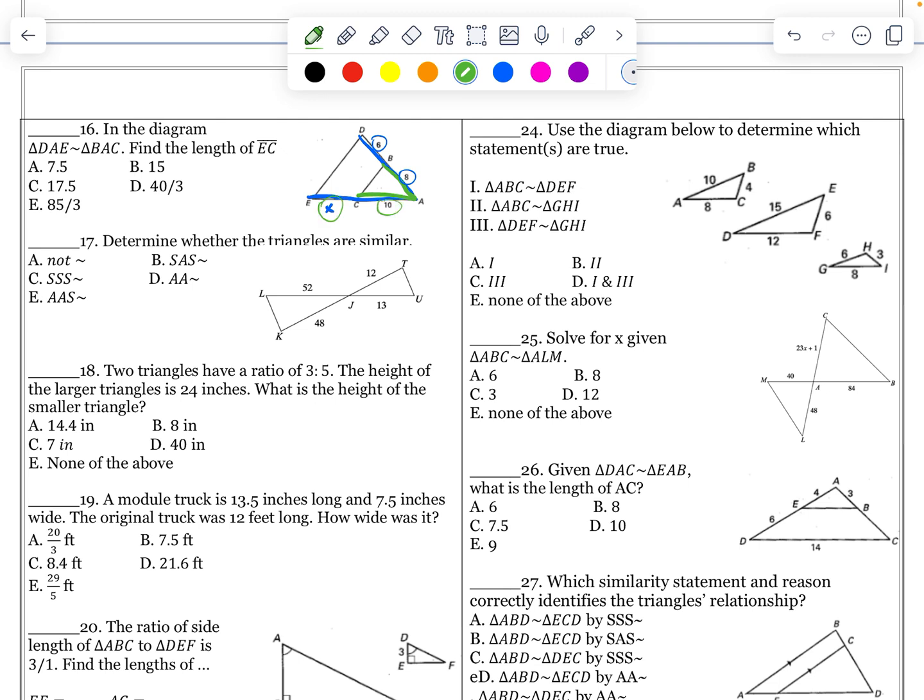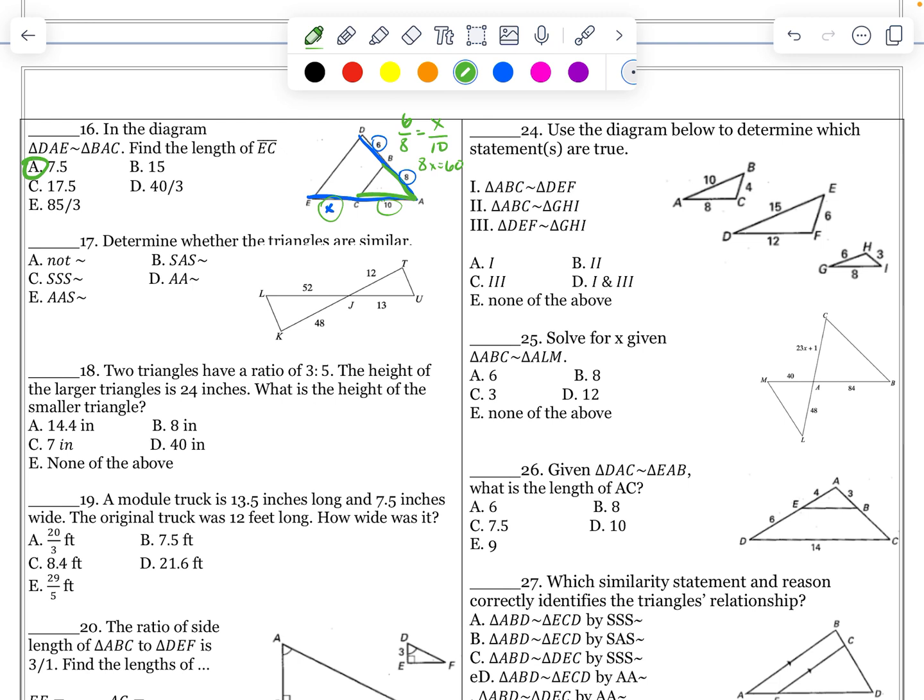You could also go part to whole if you wanted. But if I say 6 over 8 equals x over 10, 8x equals 60, so x is 7.5.